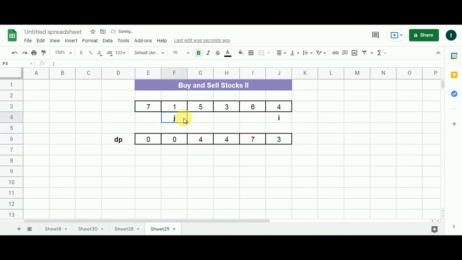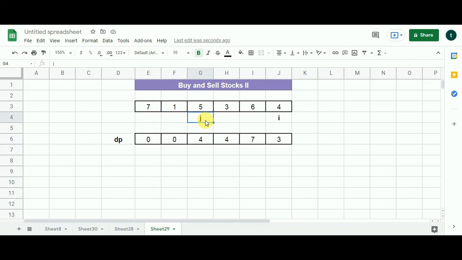Now J moves one cell to the right. It now represents 5. Here the buying price is greater than the selling price. So we can either skip this iteration like I told earlier, or you can produce 0 in this iteration and compare it with the existing value in this cell. Since 0 is less than 3, it won't be able to replace this 3. So the iteration will still be skipped.